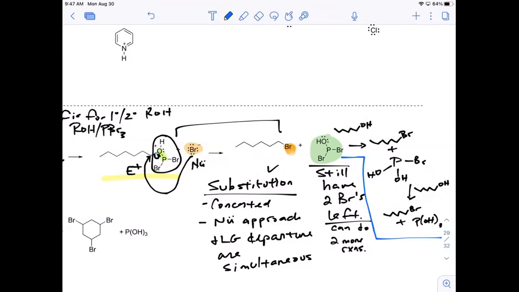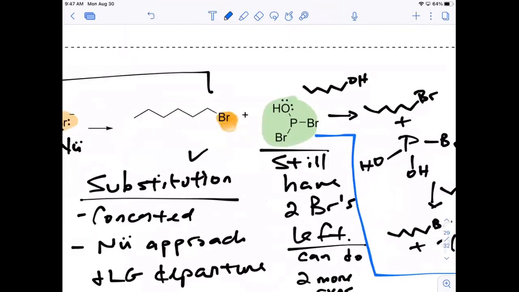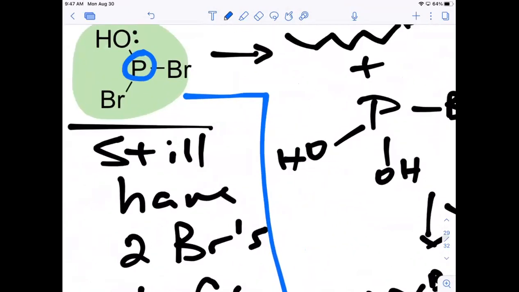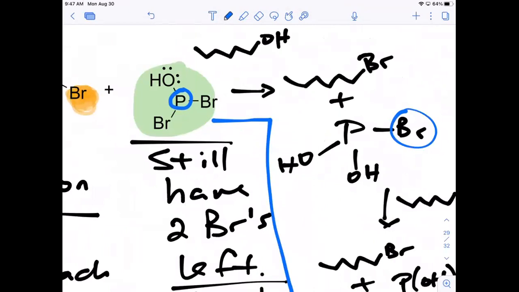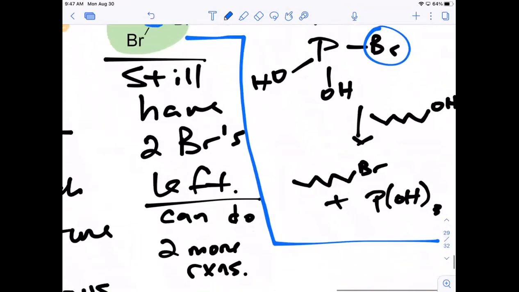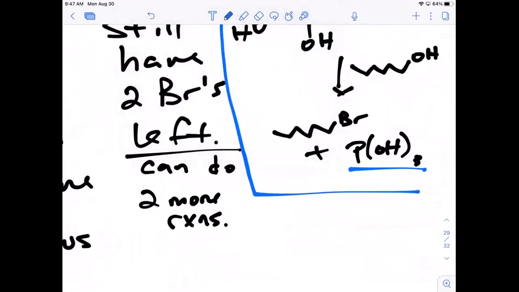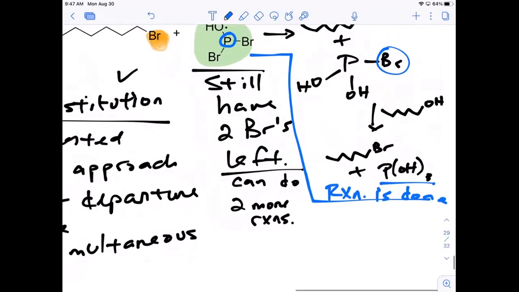Questions about that part? If you look at after the first cycle of the mechanism, I have a phosphorus with 2 bromines left on it. So I can take that and react it with another alcohol. And then now I have a phosphorus with 1 bromine left. So I can take that, react it with another alcohol, until I get to phosphorus with no bromines left. So here, that's when my reaction is done for that molecule of PBr3.